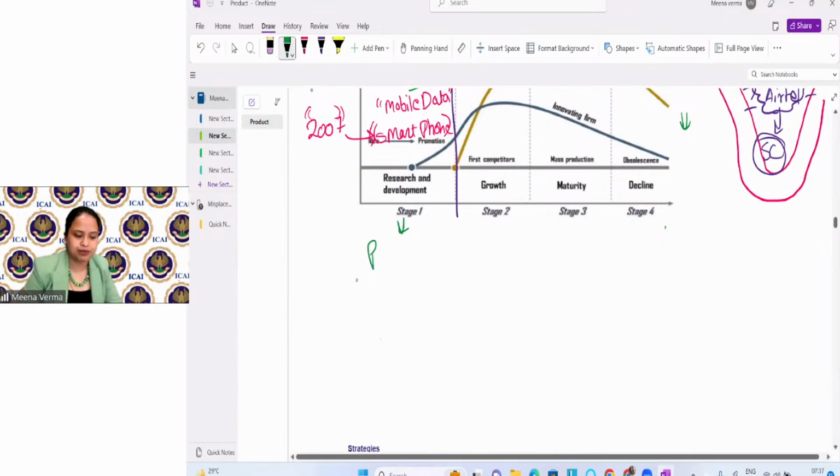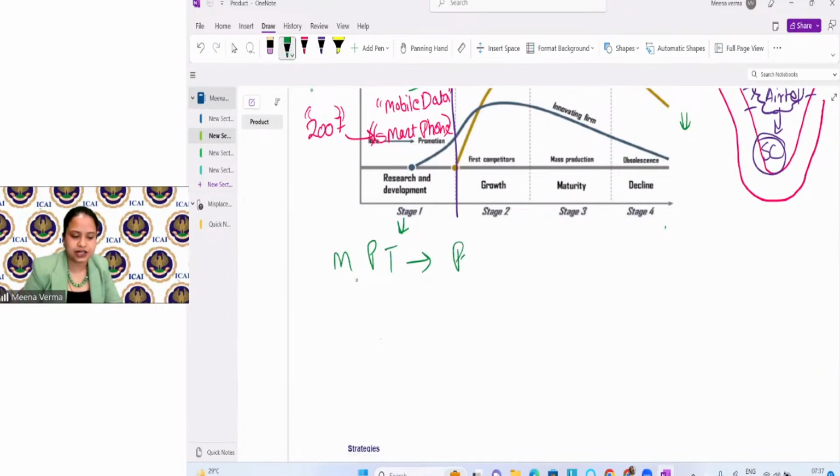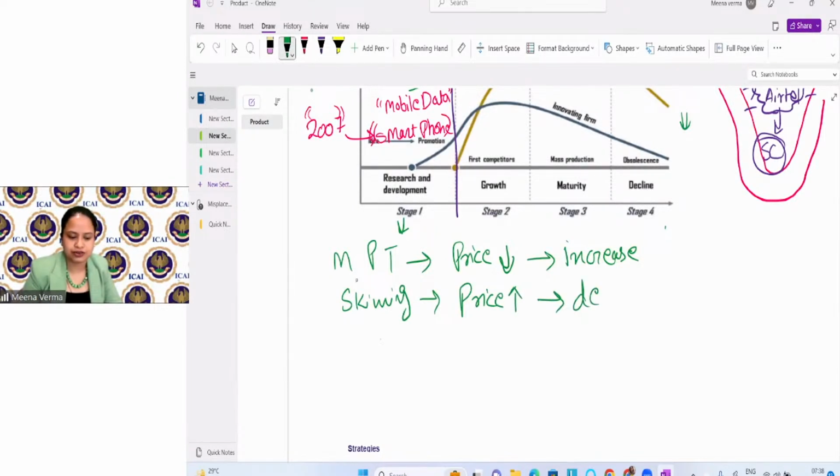In case of market penetration technique, initially price is low, and then later on they increase the price. And when it is skimming pricing strategy, what will happen? Initially the price is high, and gradually they decrease the price. Okay, so this is the pattern they follow, and it depends upon the company, what kind of market they will have over the entire life.